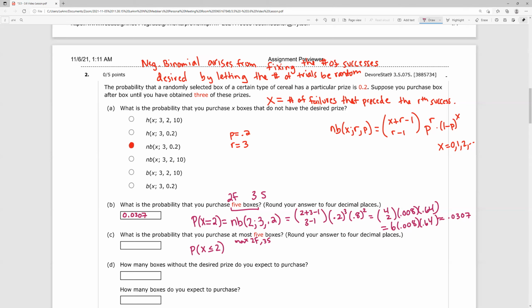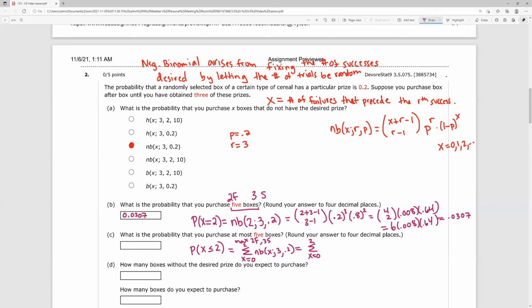And the way you can do this one is you can do a summation of all of these NB PMF formulas. So I would have the summation as x, which is my failures, go from 0 to 2 of my formula NB, negative binomial, x, 3, and then 0.2. I'm going to go ahead and write what that would look like. So x equals 0 to 2.